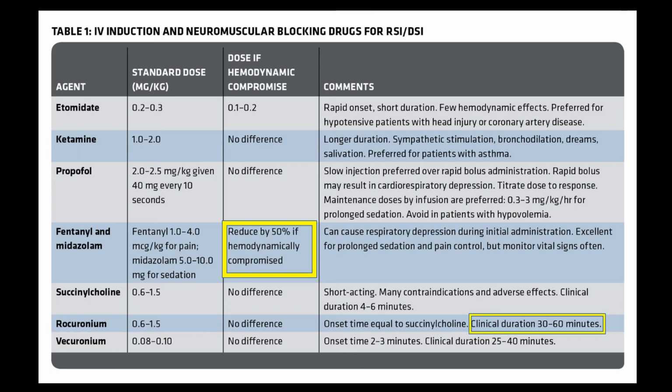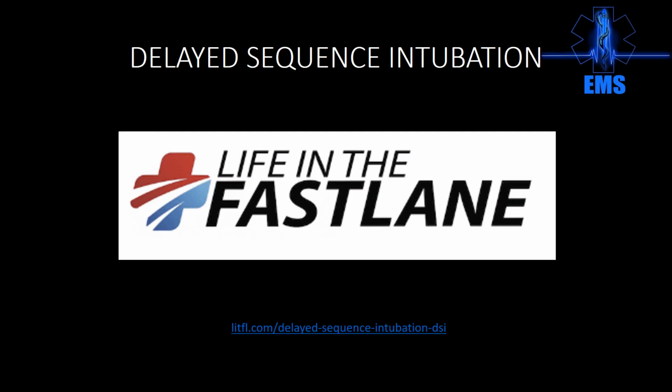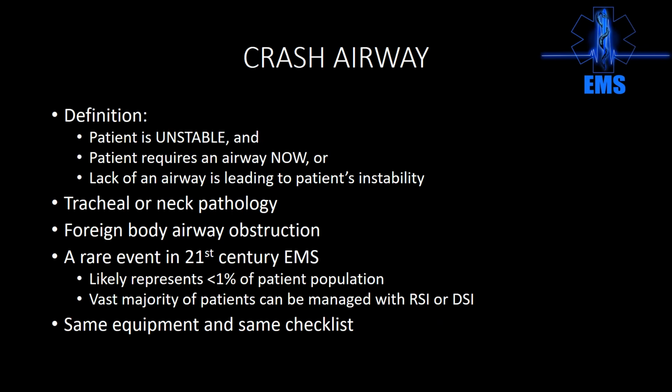Crash airway. This is the unstable patient, requires an airway now, and a lack of airway is going to lead to morbidity and mortality. Again, this is largely tracheal or neck pathology, such as a foreign body obstruction. This is a pretty rare event in the 21st century, less than 1% of our patients, as most of our patients now get managed with either RSI or DSI. Same intubation checklist and the same equipment. You've all had a crash airway. If you haven't, it's coming.